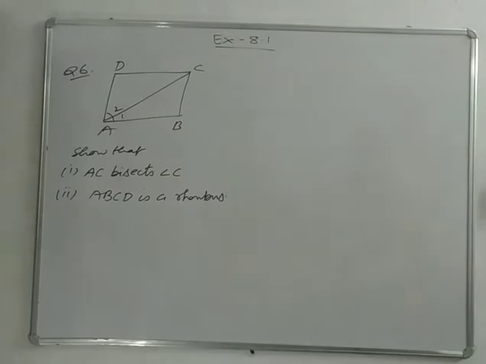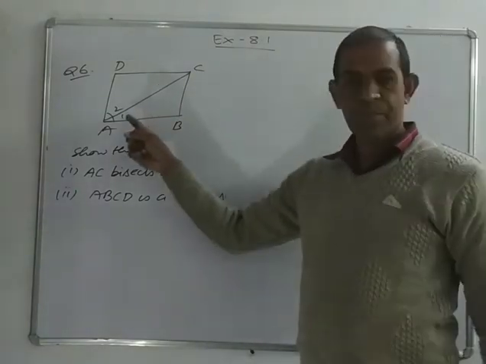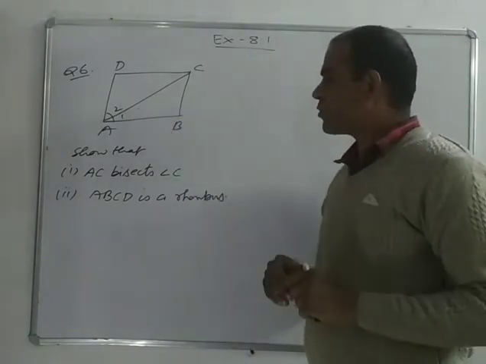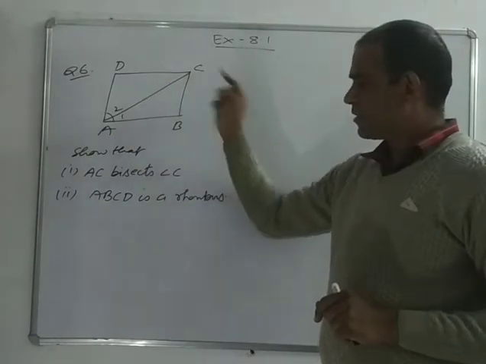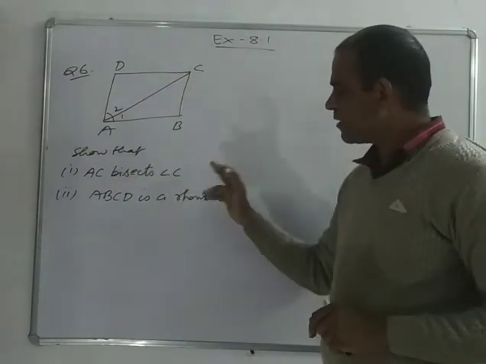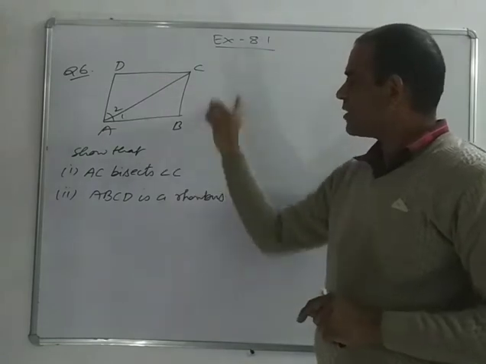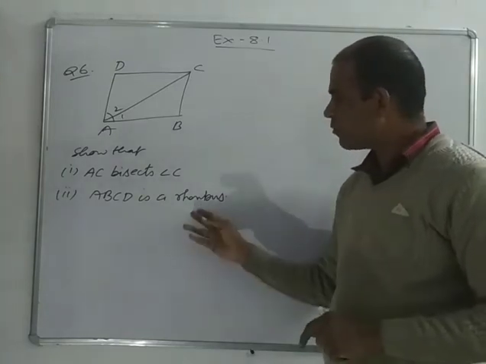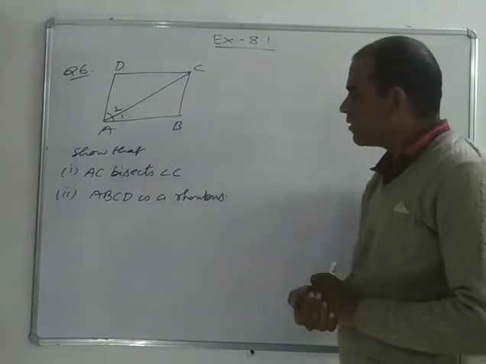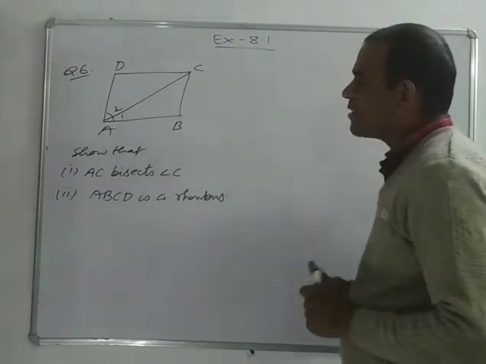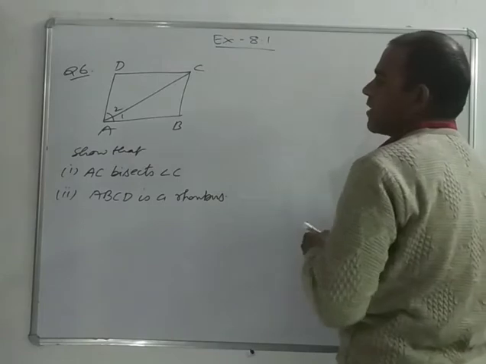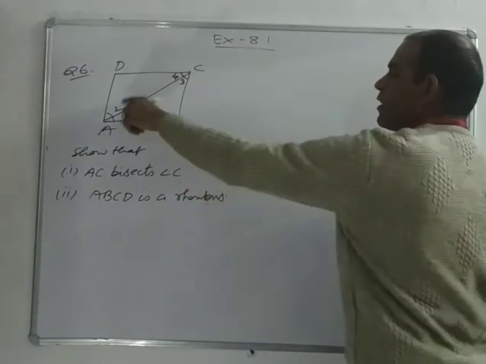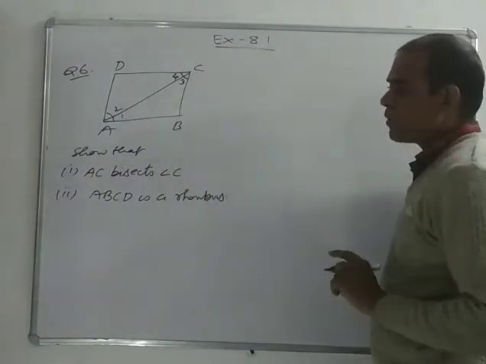Next question is: diagonal AC of a parallelogram ABCD bisects angle A, then show that it bisects angle C. We have to prove AC bisects angle C. And next, ABCD is a rhombus. So it is a parallelogram and we are proving it is a rhombus, so all sides are equal. But the first part is AC bisects angle C, that is angles 3 and 4. Angle 1 equal to 2 is given and we have to prove 3 equal to 4.